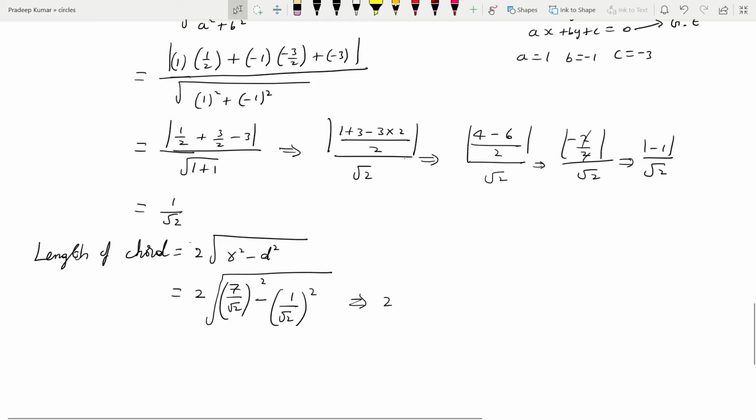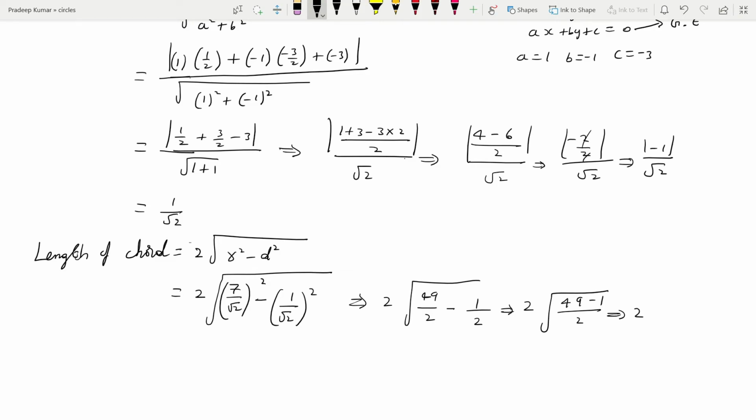So 2 into this: 7 square is 49, and root 2 and square get cancelled, only 2 remains, minus this is 1 by root 2 and square get cancelled, so here only 2 remains, and there is an under root. Let's solve this forward. So this is 49 minus 1 by 2, under root. So this we write as 2 under root of 48 by 2. So we could just cancel here. 2 we can do with the 2 table, that is 2 ones, and this is 2 twos 4, 2 fours 8. So we are getting this as 2 under root 24.